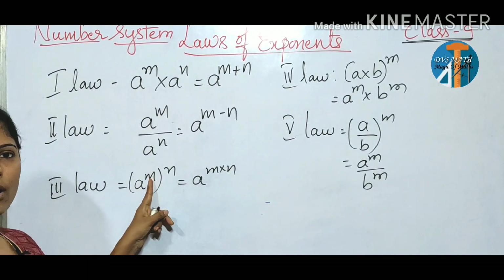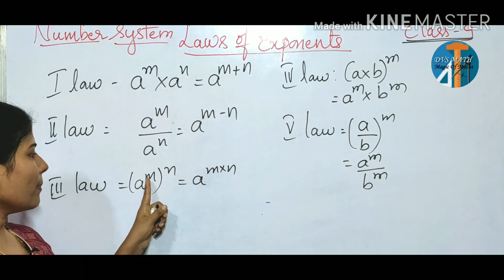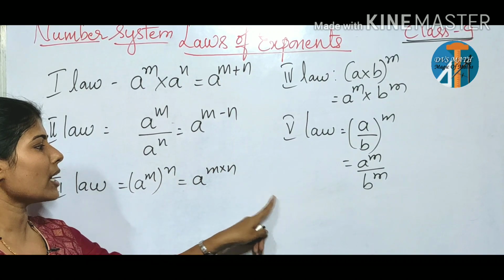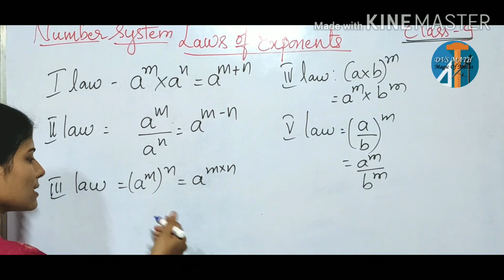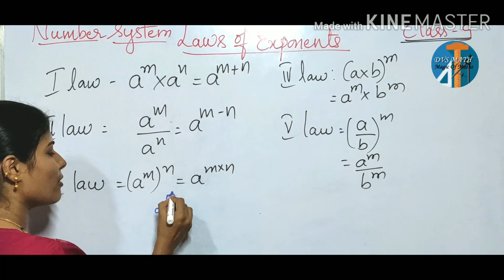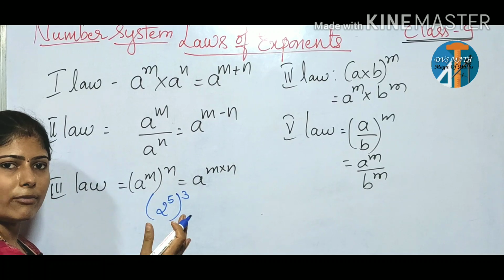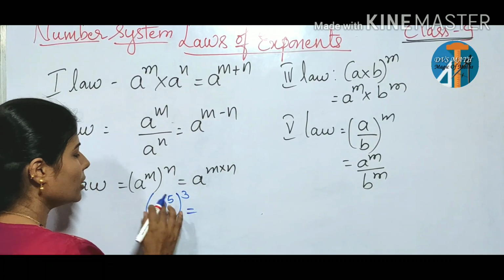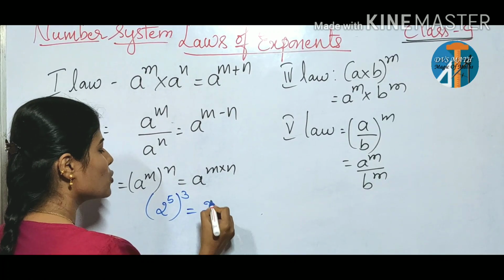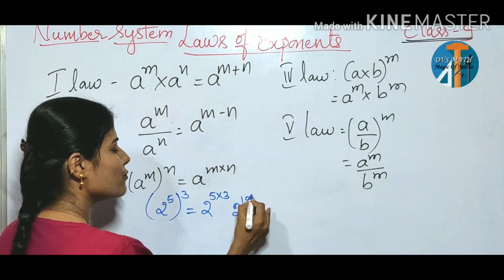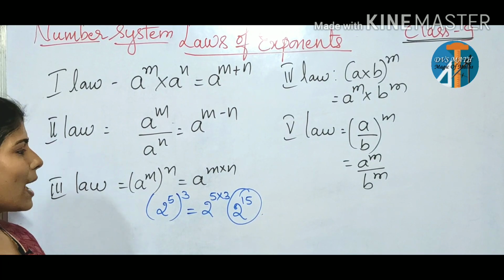So a power m whole power n is equal to what we can write? a power m into n. Let us consider the same example: 2 power 5 whole power 3. Here we can write it as 2 power 5 into 3, which is 2 power 15. So 2 power 15 is our answer.